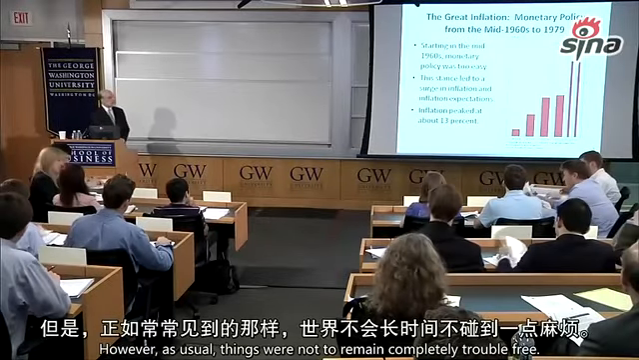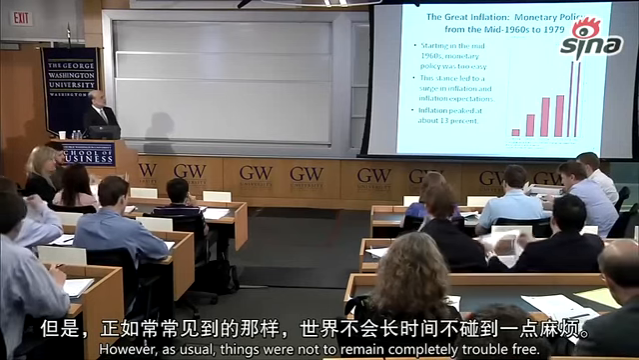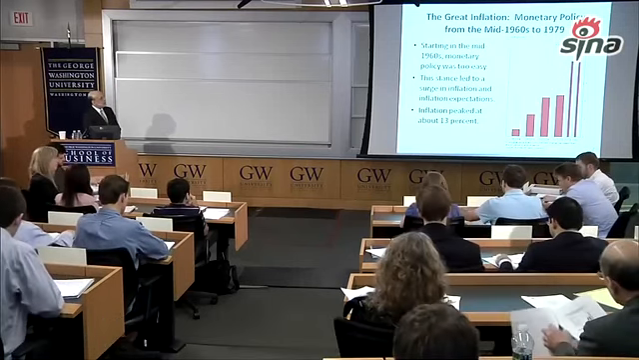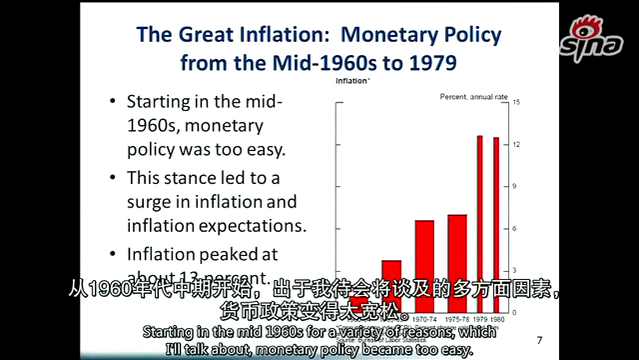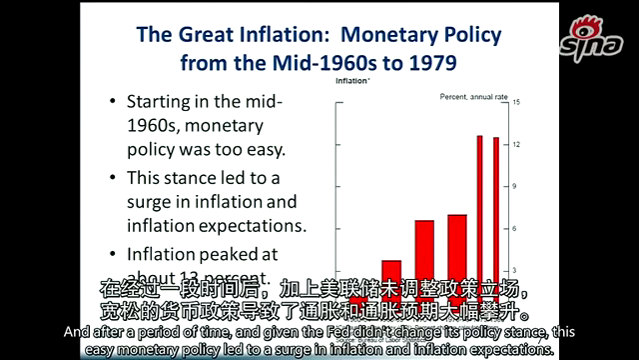However, as usual, things were not to remain completely trouble-free. Starting in the mid-1960s, for a variety of reasons which I'll talk about, monetary policy became too easy. And after a period of time, and given the Fed didn't change its policy stance, this easy monetary policy led to a surge in inflation and inflation expectations.